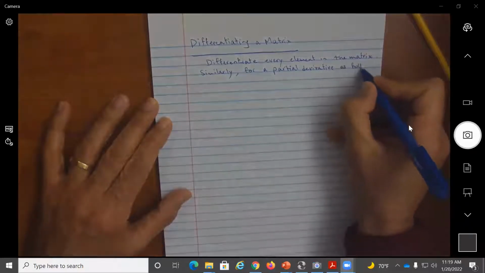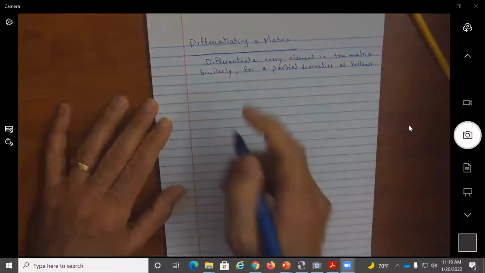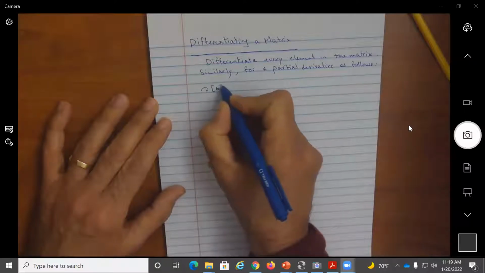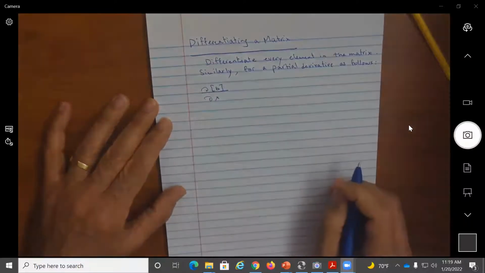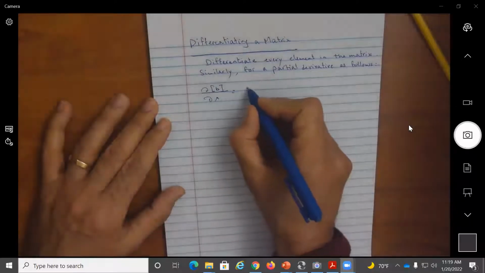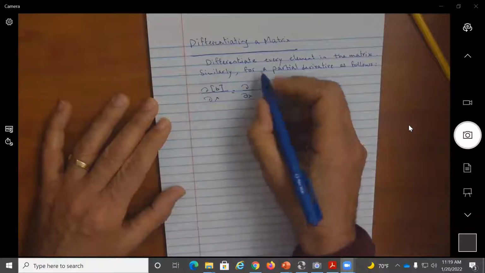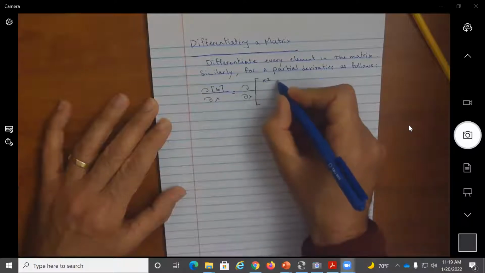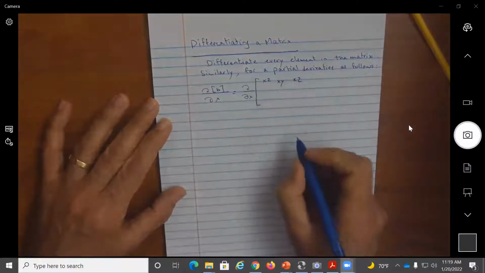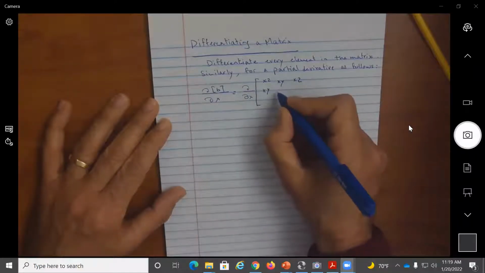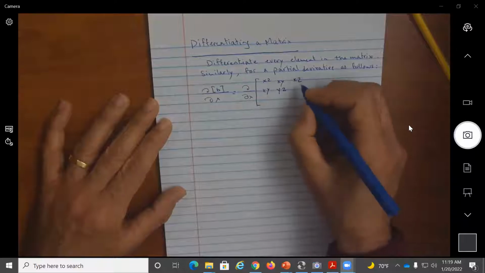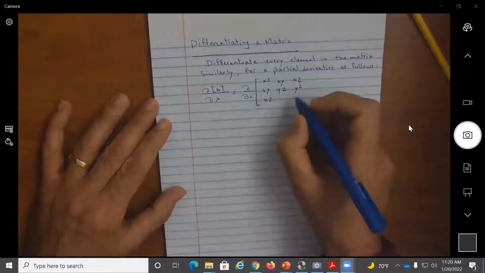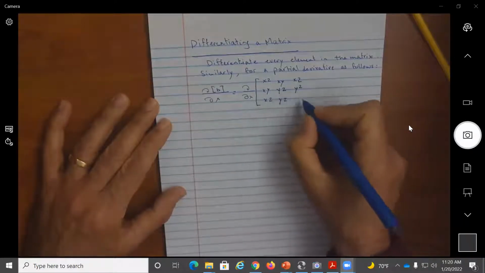And I'm going to give an example for this one. If I want to take the partial derivative of a matrix B with respect to X, I'm going to spell out the matrix B as X squared, XY, XZ, XY, actually this is Y squared, YZ, XZ, YZ, and Z squared.